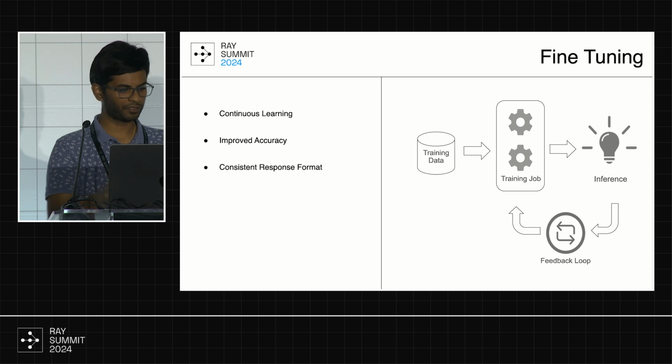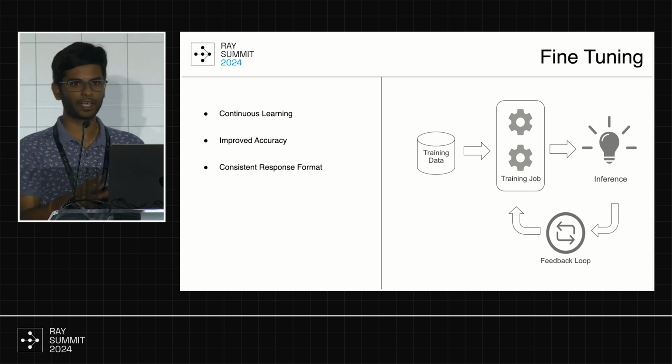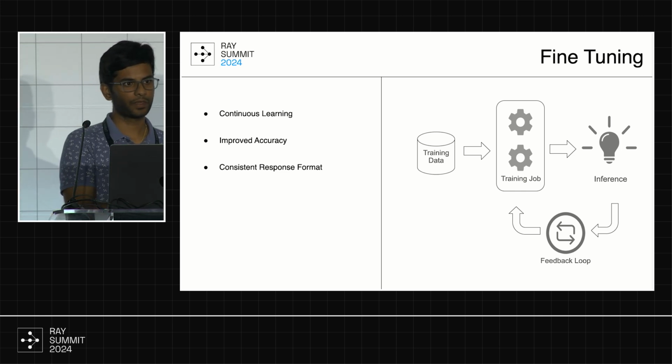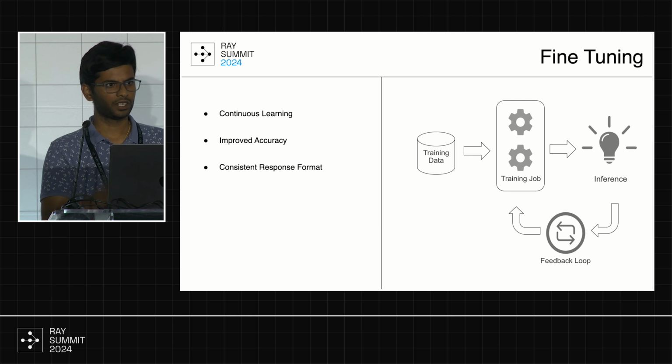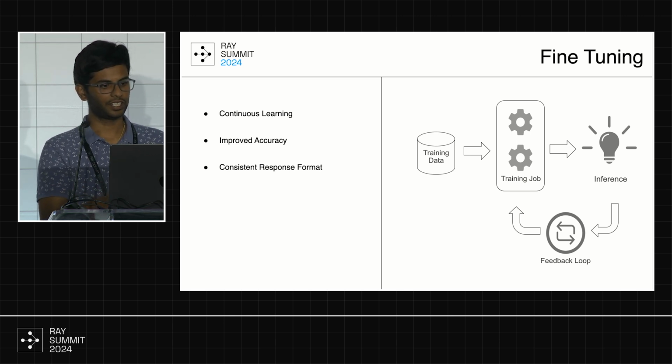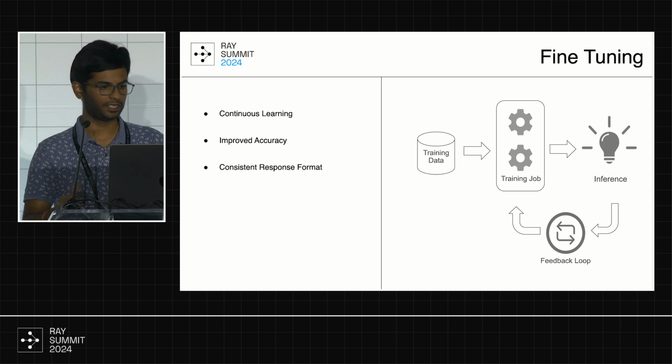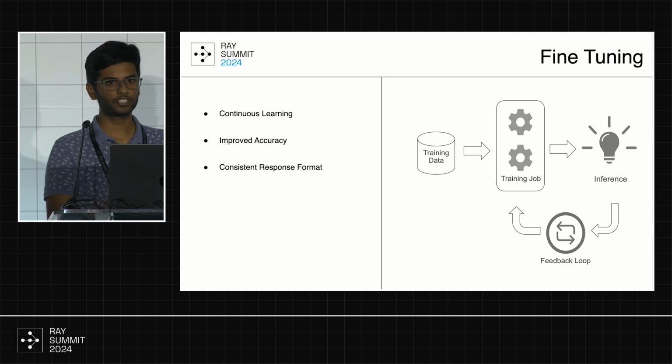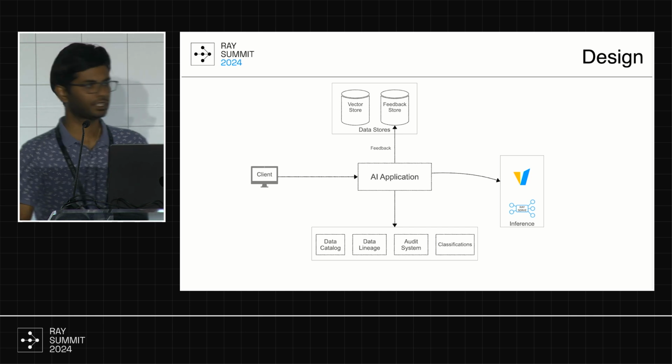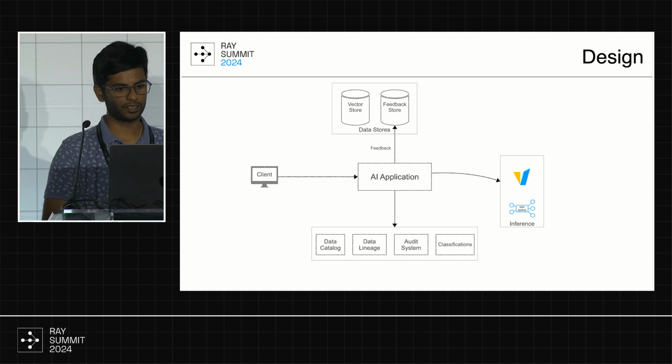So with the help of the feedback loop, the model continuously learns. With every iteration of the recommendation it gives and data stewards reviewing it, they continuously improve the accuracy. And it also generates a consistent response format. Let's take a look at the high-level architecture. Of course, there are more pieces in it, but this is very high level.